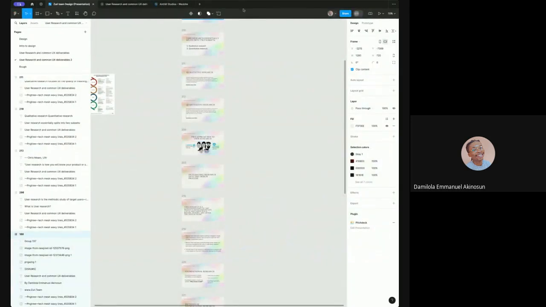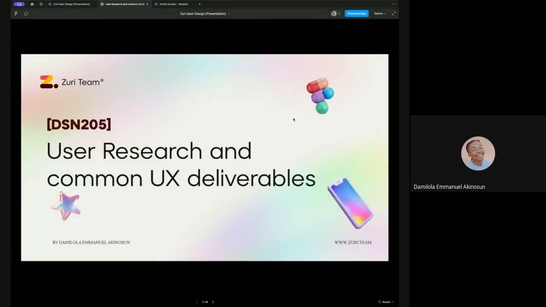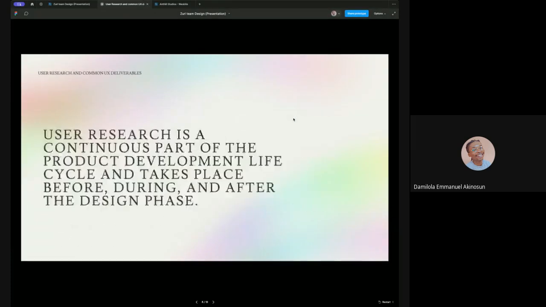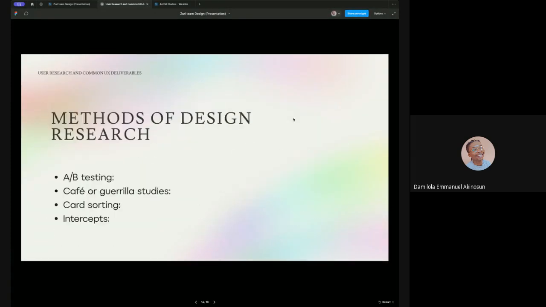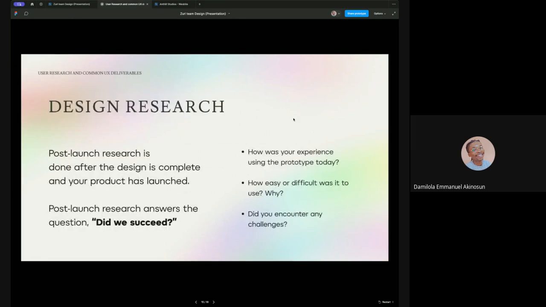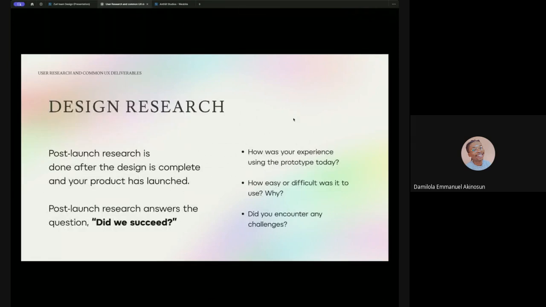So basically, post-launch research answers a single question, and that question is, did we succeed? Post-launch research answers the question, did we succeed? And basically, how that works is that you are asking yourself, this product that we've just launched, right? Did it actually succeed? Is it successful? Are people using it how they ought to use it?